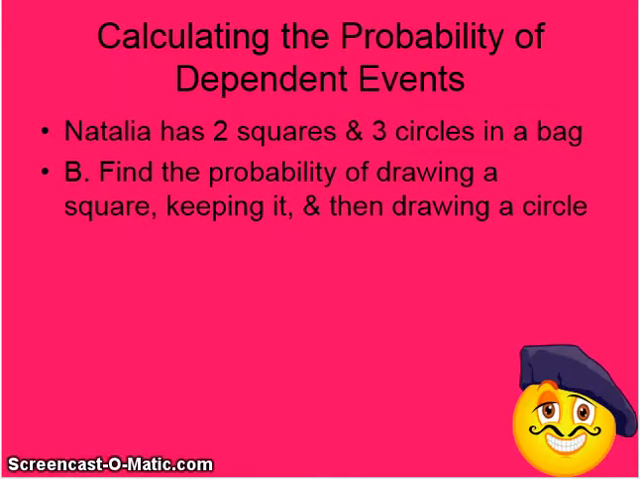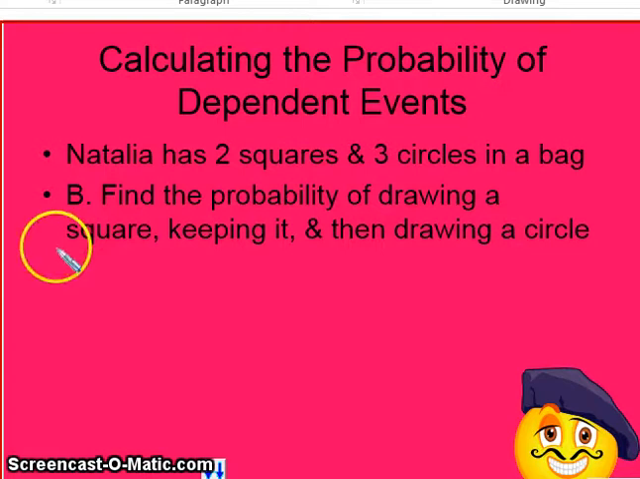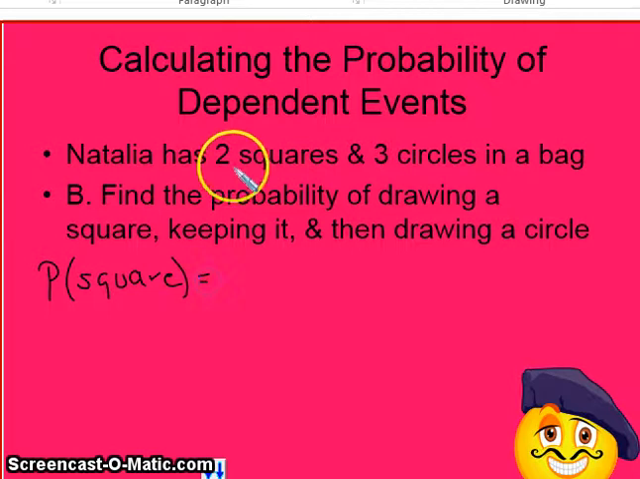Here's another example that needs to be in your notebook. Again, we have 2 squares and 3 circles in the bag. We need to find the probability of drawing a square, keeping it, and then drawing a circle. So first we need to find the probability of drawing a square. Now there are 2 squares in the bag out of a total of 5 possible shapes.